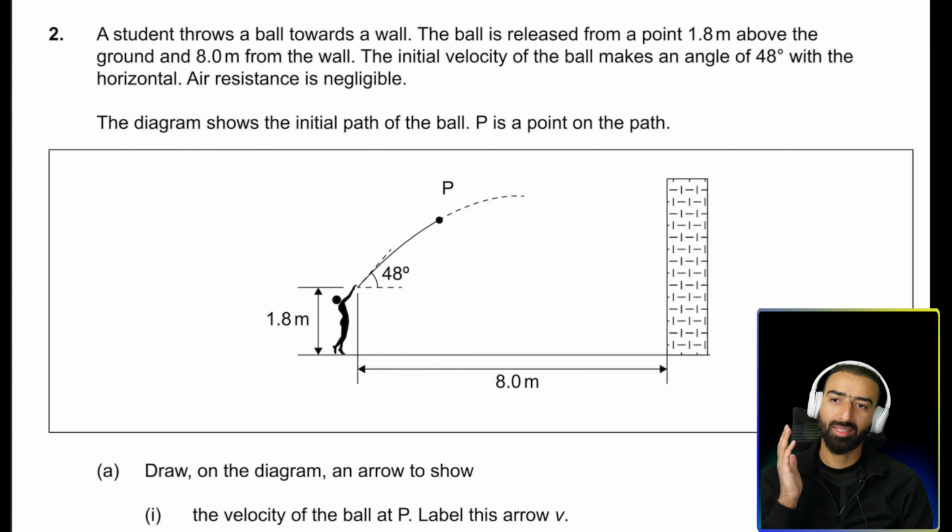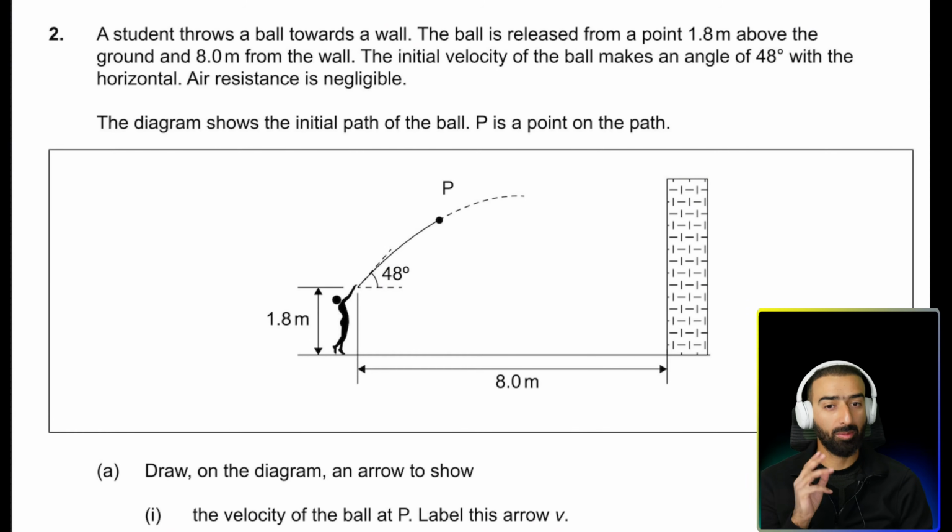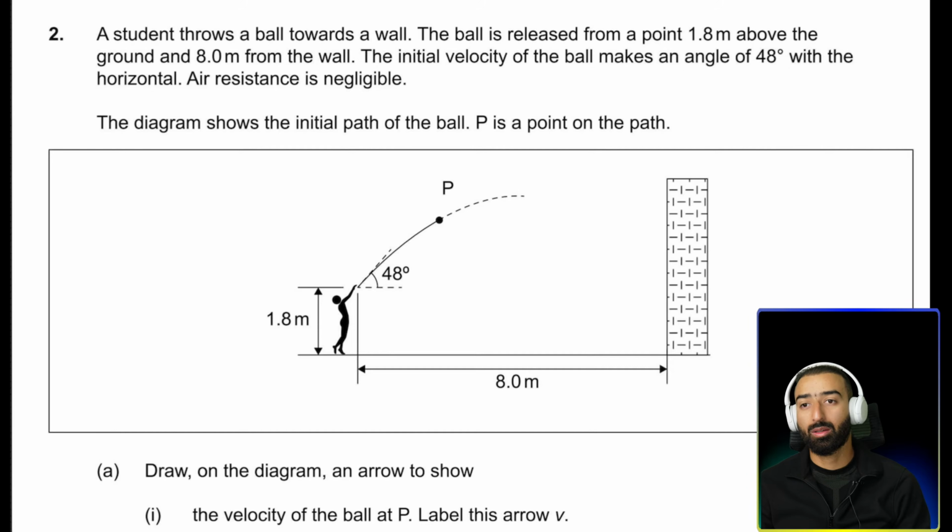Let's have a look at the second problem that appeared on the paper. Okay, a student throws a ball towards a wall. The ball is released from a point 1.8 meters above the ground. That's shown here, 1.8 meters, and 8 meters from the wall. So the horizontal distance separating the boy and the wall is 8 meters, as is shown here.